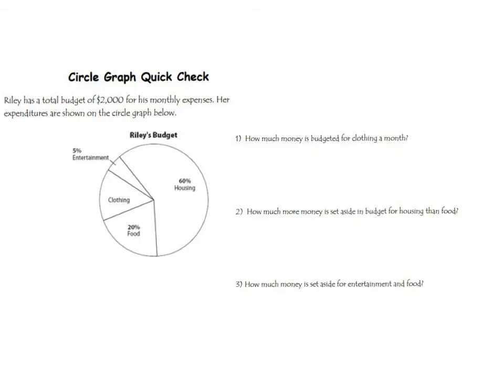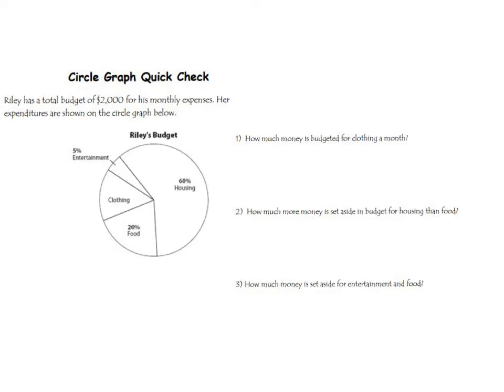So it says Riley has a total budget of $2,000 for her monthly expenses. Her expenditures are shown on the circle graph below. So they gave you percentages for everything except clothing. They're asking for number 1 to say how much money is budgeted for clothing a month. So that means I need to find out how much that is.